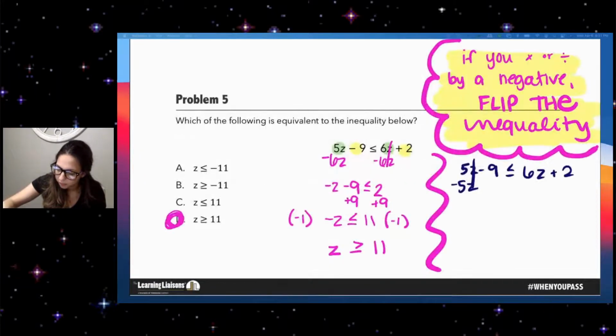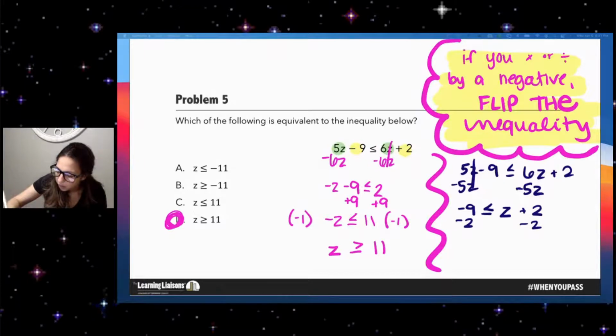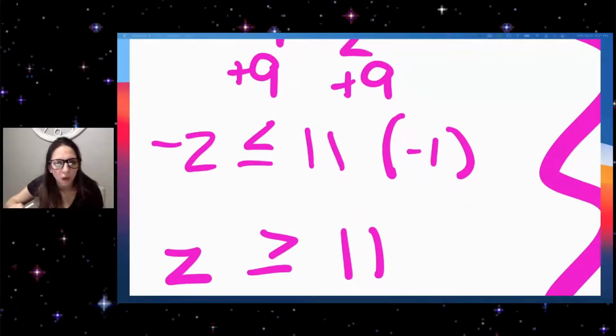Minus 5z. And you had -9 is less than or equal to z plus 2. Subtract 2 from both sides. -11. Oh my goodness. I just realized I had the wrong answer the whole time. I'll go back. Mistakes happen. Is less than or equal to z. D is not the answer. Look at this. Look at what I forgot to do, and nobody even caught it. What is it? 11 times -1?